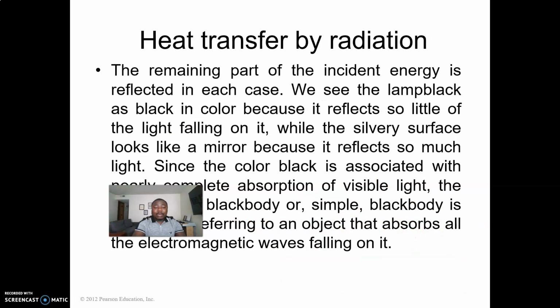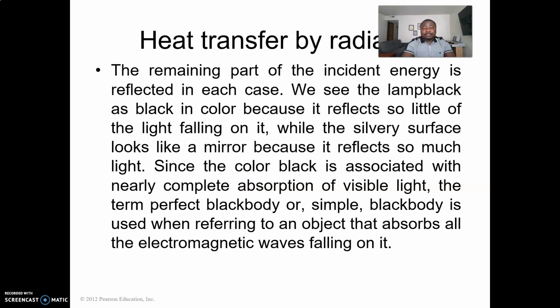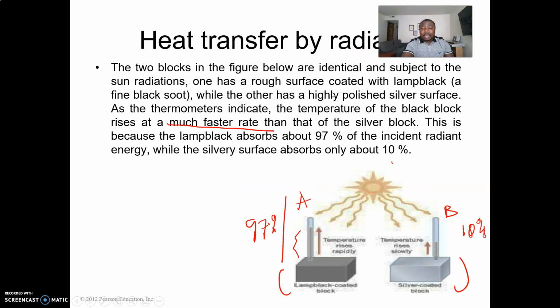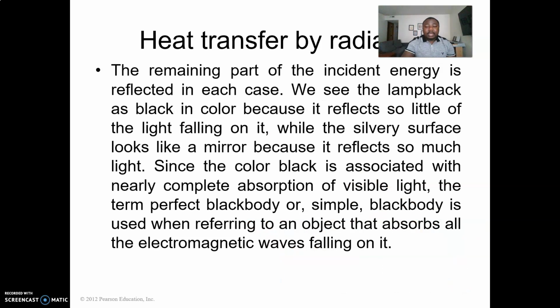Now, as a result of that, if we go back to A, we're saying that A generally becomes a good absorber of heat, while B becomes not a good absorber, but we'll call it a good emitter of heat. We're going to see the difference. The remaining part of the incident energy is reflected in each case. We see the lamp black as black in color because it reflects so little of the light falling on it, while the silvery surface looks like a mirror because it reflects so much light.